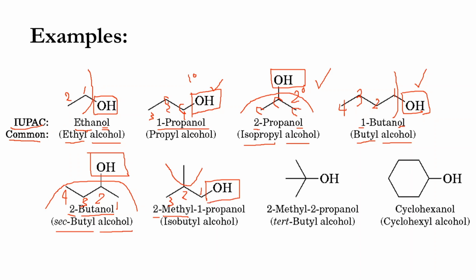Methyl is at 2, so you call it 2-methyl-1-propanol. Your parent chain is a 3-carbon propane. Since this is an alcohol, propanol. It may change position, that's why you need to indicate 1, the position of your OH. For the common name, this alkyl, 1, 2, 3, 4 carbon, is called isobutyl because of the position of 1 carbon in the chain. So you call it in the common system isobutyl alcohol.